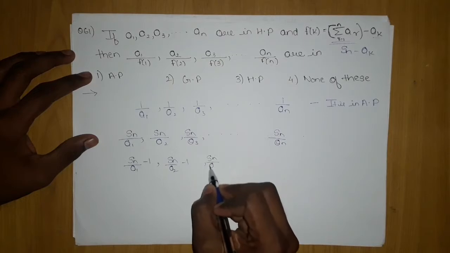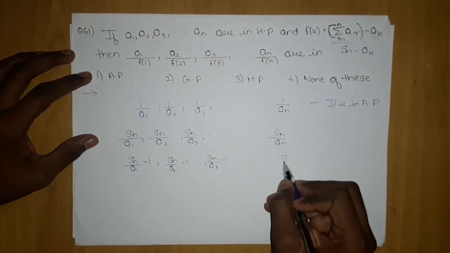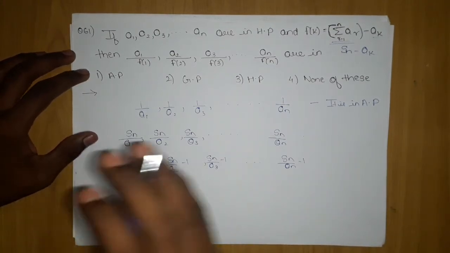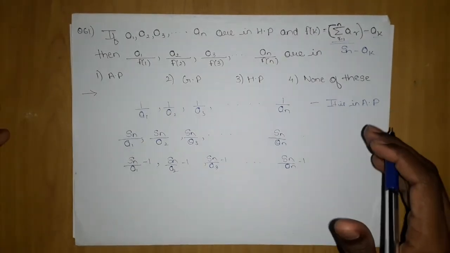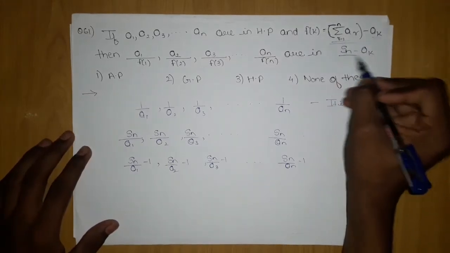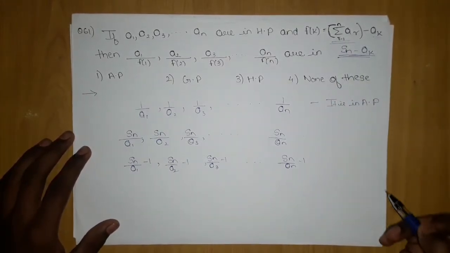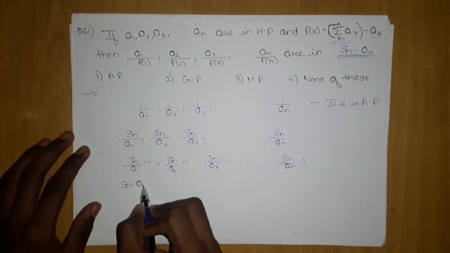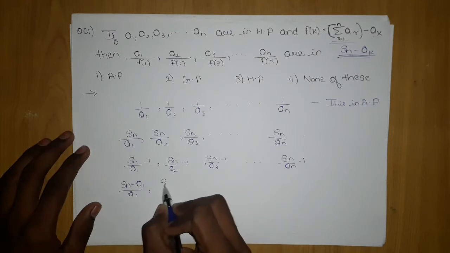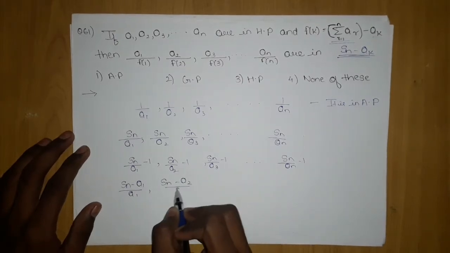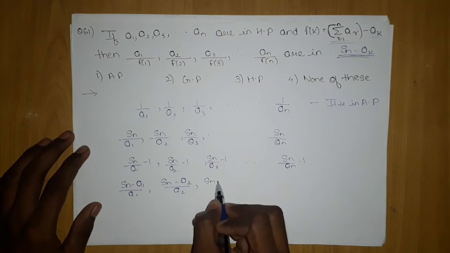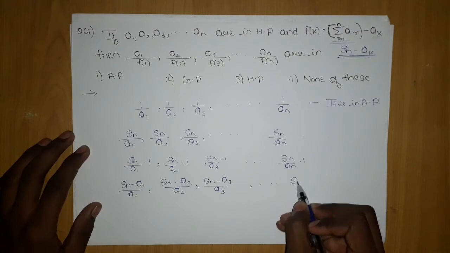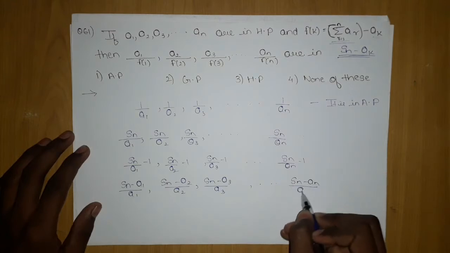Sn upon a3 minus 3, fine. And the last one will be Sn upon an minus 1. So if you have n terms and I subtract a1, wouldn't the situation be like this: Sn minus ak. So the next step I am writing is Sn minus a1 upon a1, Sn minus a2 upon a2, Sn minus a3 upon a3, and so on till Sn minus an upon an, fine.